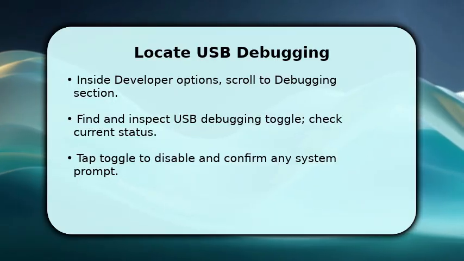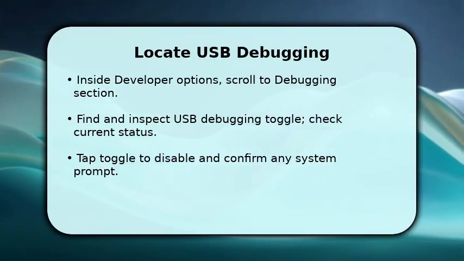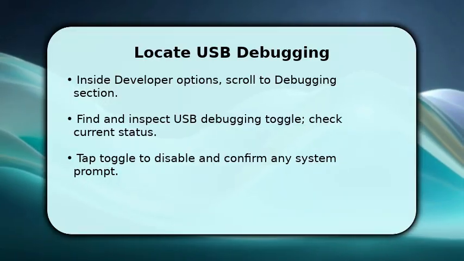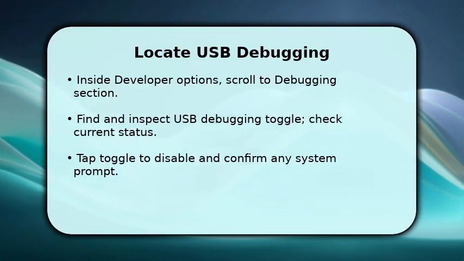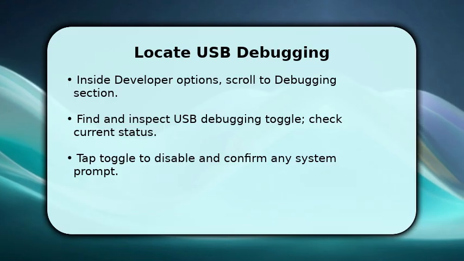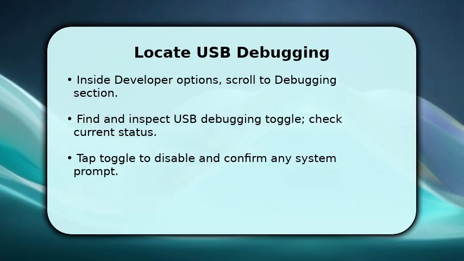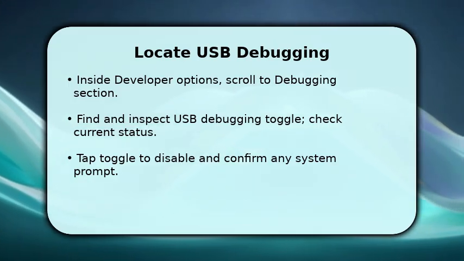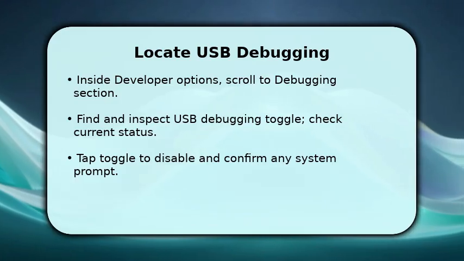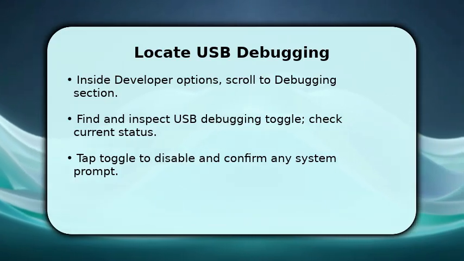When you tap the toggle to disable it, the system may show a confirmation dialog explaining what stopping debugging does. Read it briefly and confirm. Disabling here cuts ADB access. This improves security and prevents unintended data access from connected computers.